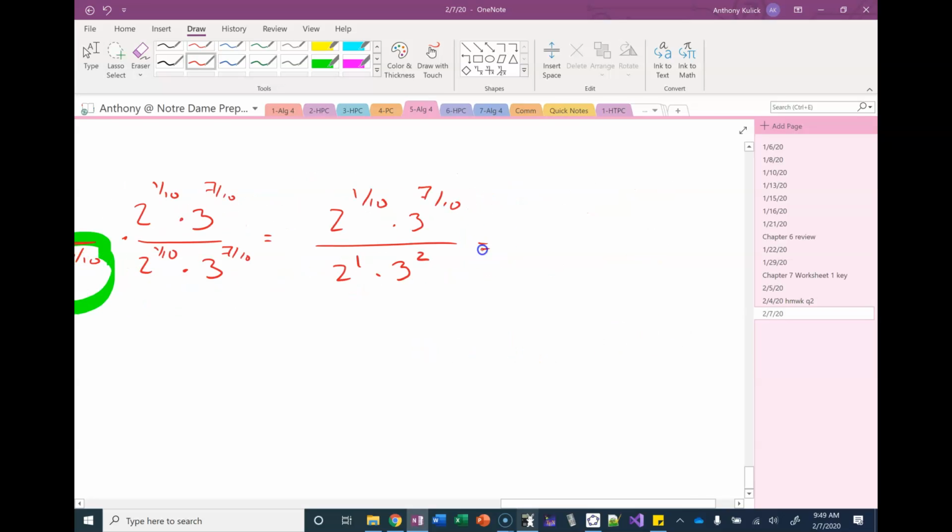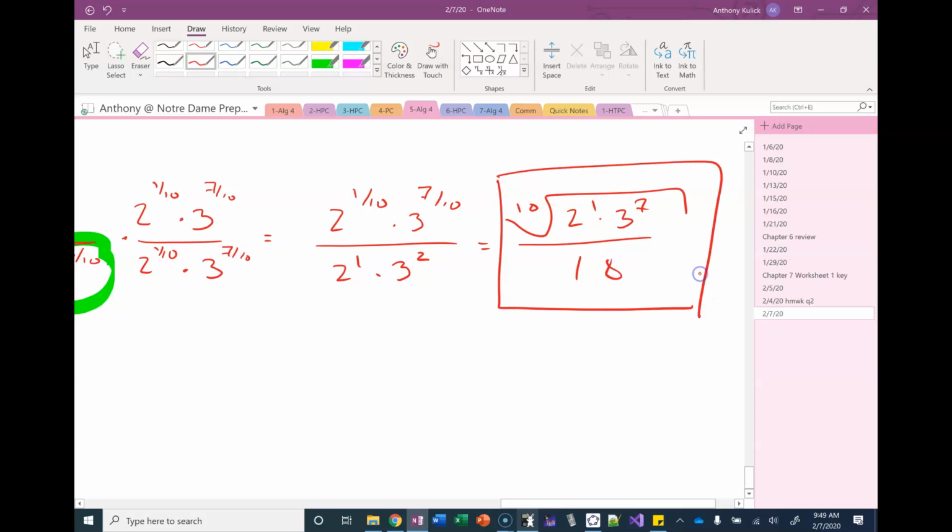Okay. So then I can just put this as the 10th root of 2 to the 1st times 3 to the 7th over 12. And I don't mean 12, I mean 18. 2 times 9 is 18, not 12. You ever have a dirt-to-dirt moment? Just happened to me. Okay. So let's stop here.